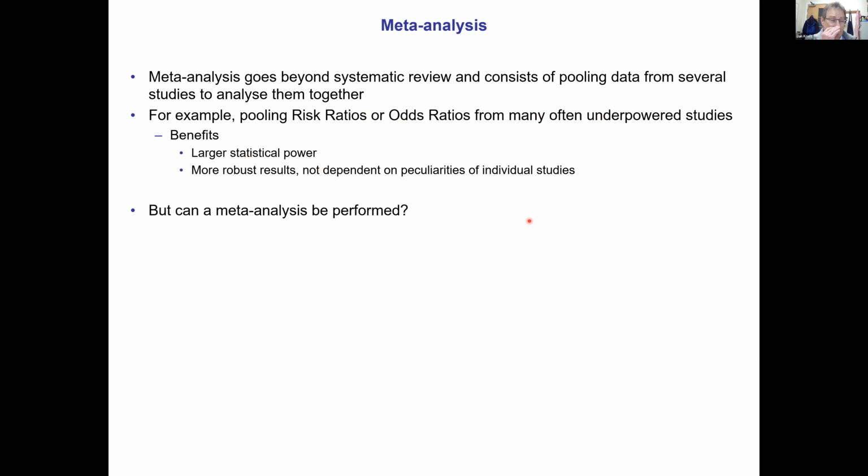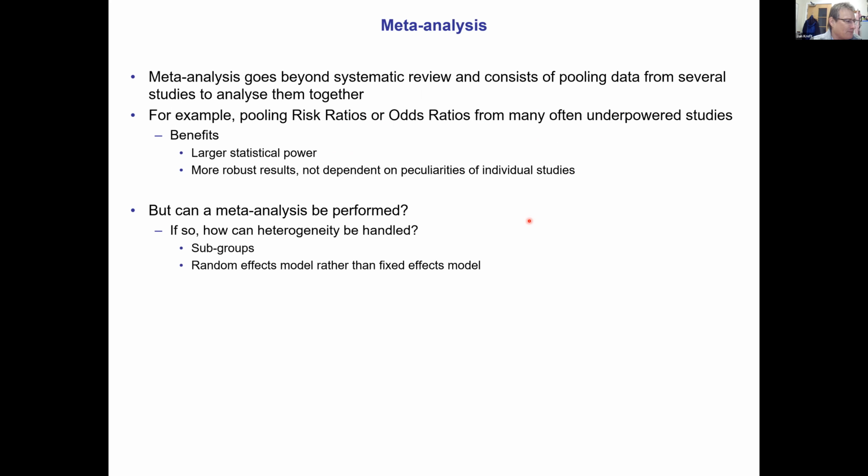It's not always possible to do a meta-analysis if the studies are too different in methodology. It can't be done. There's too much heterogeneity. Some heterogeneity, however, will probably always be present. So you can deal with that to some extent by using subgroups or random effect models rather than fixed effect models.